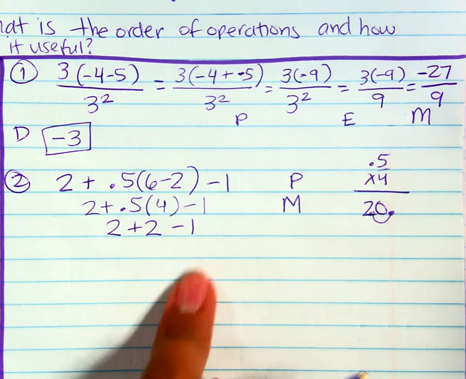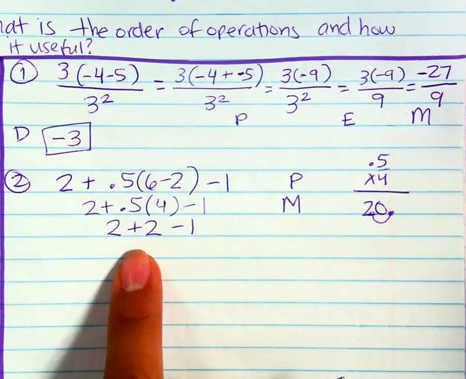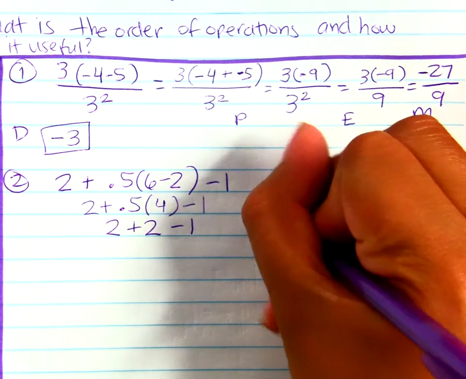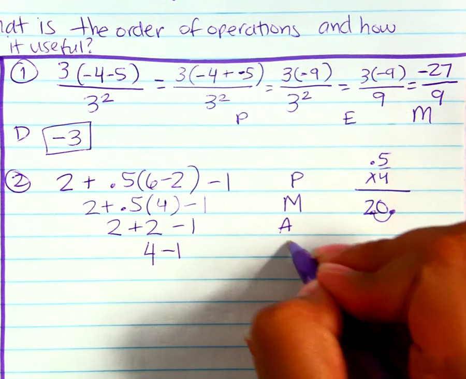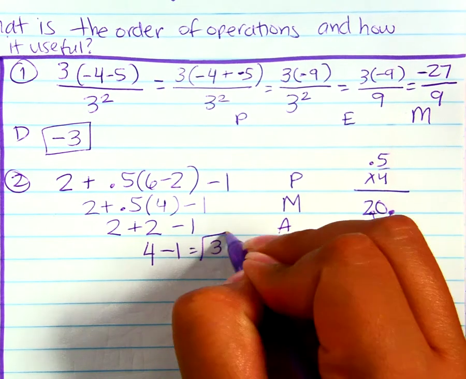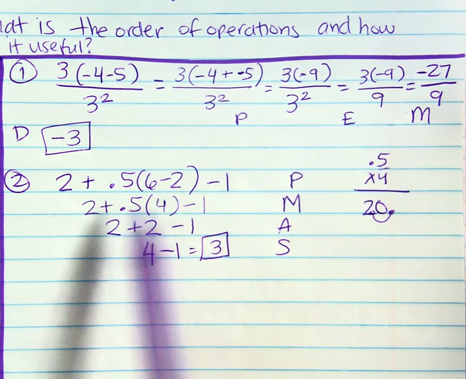Okay, so we did multiplication. Now we have addition and subtraction left. What do I do first? We're going to add. So 2 plus 2 is 4. And then what's 4 minus 1? 3.